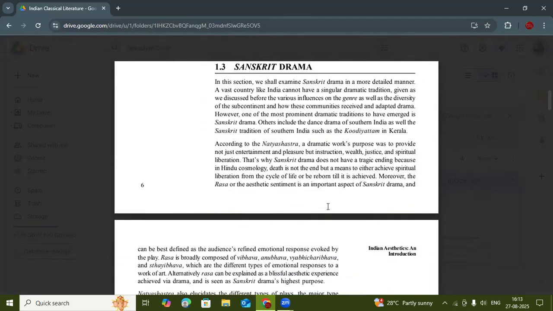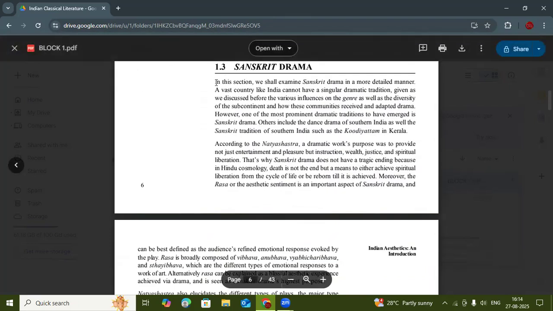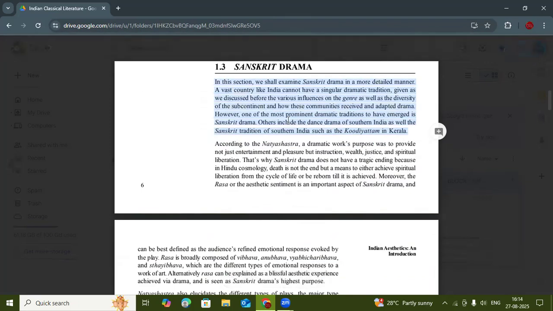Sanskrit drama. In this section, we are going to examine Sanskrit drama in a more detailed manner.